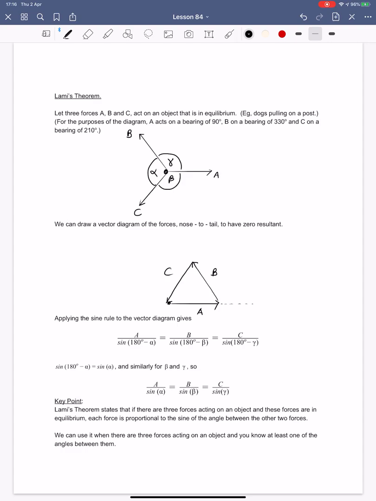The angle between the direction of A and B is there, that's a gamma. The angle between B and C, that's an alpha. And the angle between C and A, that's your beta. Because angles on a straight line make 180, this angle here is 180 take away alpha. Similarly this one is 180 degrees take away gamma. And that one there is 180 degrees take away beta.